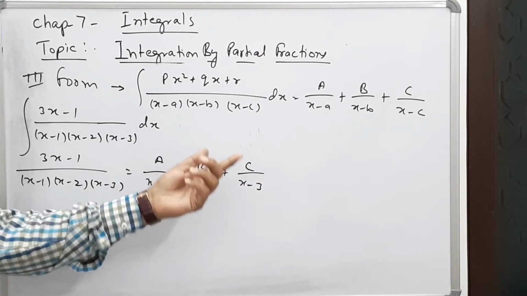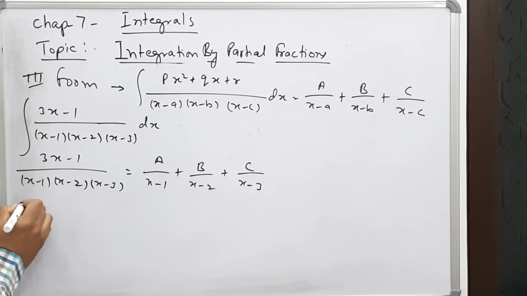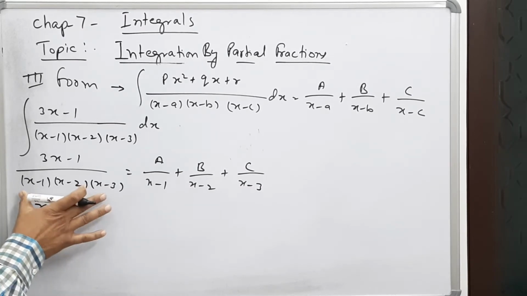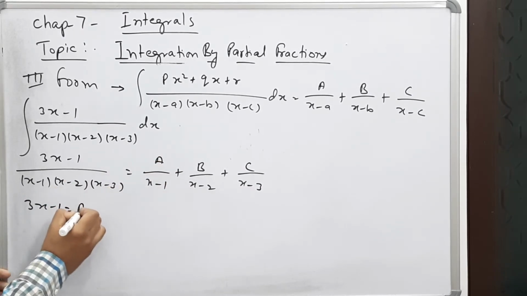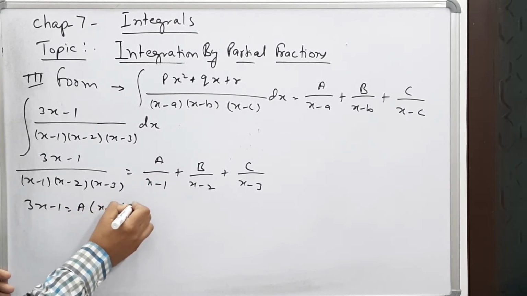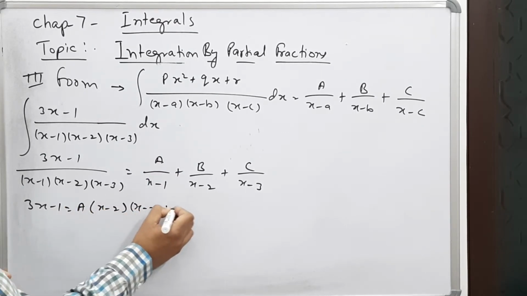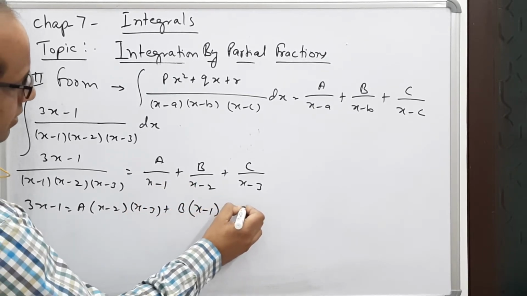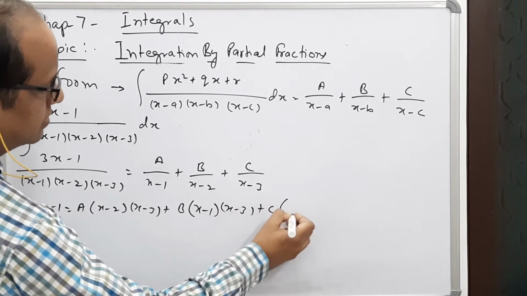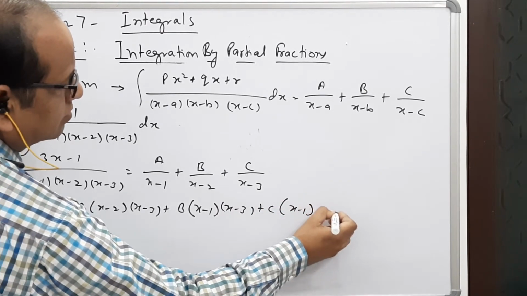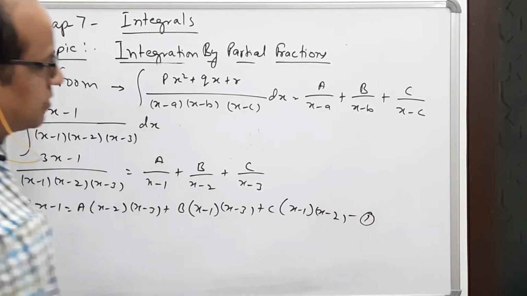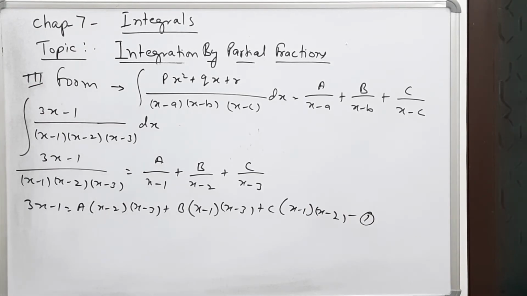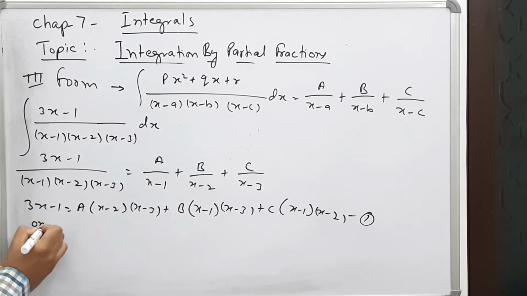So if you cross multiply that side, then 3x minus 1 equals this part, when it will multiply with this: a into (x minus 2) and (x minus 3), then b into (x minus 1) and (x minus 3), and c into (x minus 1) and (x minus 2). This is the first equation. Please see, this problem is a little lengthy.